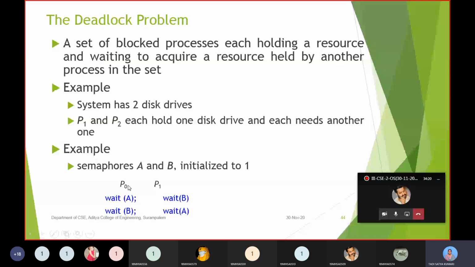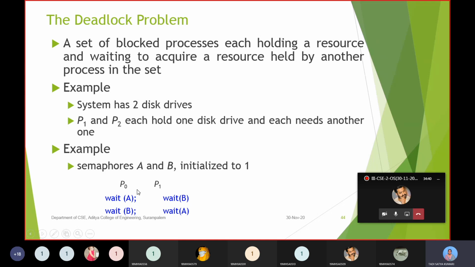So here we are using two semaphores, A and B, which are initialized to 1. First P0 is executing a wait operation on A, so the value of A becomes 0. At the same time, P1 is executing the wait operation on B, so the value of B becomes 0.